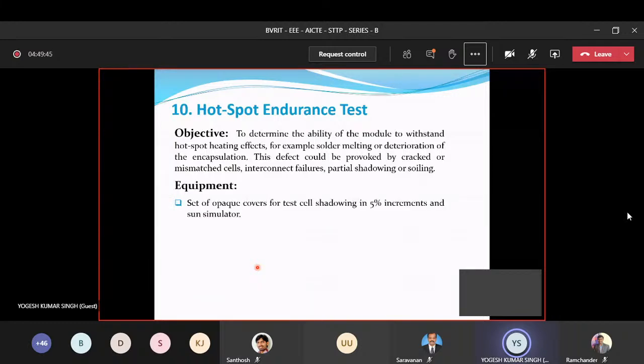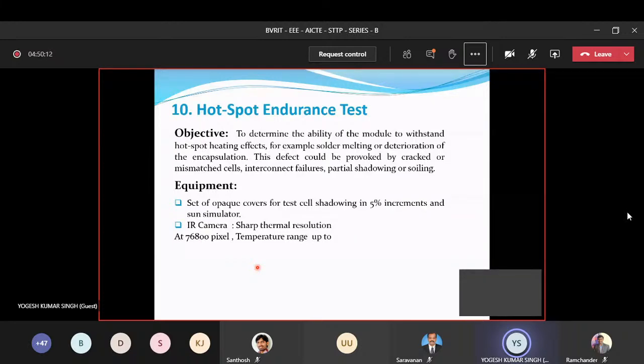What equipment is required for the hot spot test? You just require an opaque cover for the test cell shadow, and the 5% measurement will be done. An IR camera with sharp thermal acquisition at 76,800 pixels and up to 1200 degrees centigrade. The temperature accuracy is plus minus 2%.